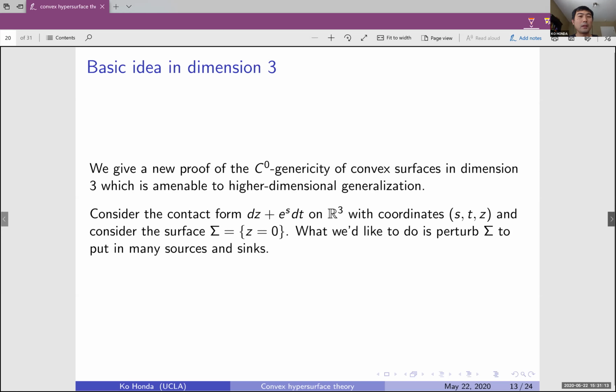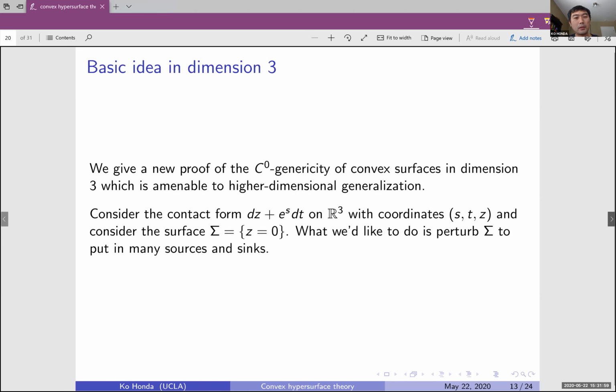The thing I told you earlier is that a C infinity generic surface in a contact three-manifold is convex. I actually don't know whether it's true in higher dimensions, but in hindsight, it turns out that C infinity generic is really not so good. If we're talking about C infinity perturbations of dynamical systems, you end up having to do dynamics and not Morse theory. What's happening here is that if you do C0 genericity, then we will end up doing Morse theory, which is much easier.